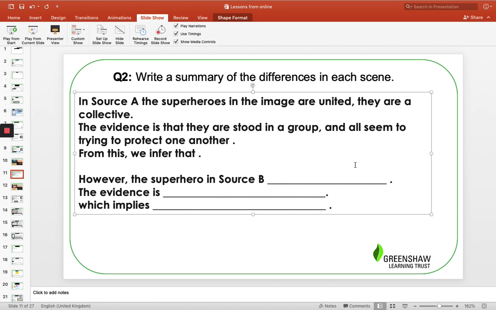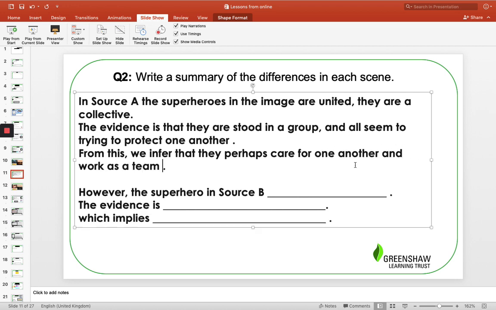And now I need to use my inference. What can I infer? Now I've inferred that because they're stood in a group, that they perhaps care for one another and work as a team. Now I've got my connective here, my comparison connective. However, the superhero in source B he is alone and isolated.